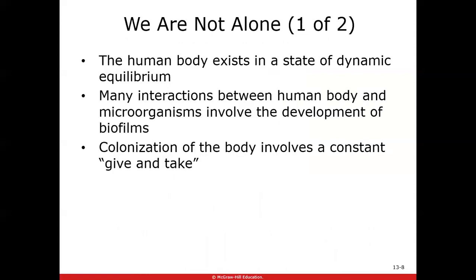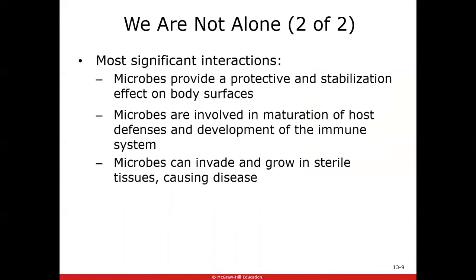So let's start off with saying we are not alone. The human body exists in a state of dynamic equilibrium. Many interactions between the human body and microorganisms involve the development of biofilms. Colonization of the body involves a constant give and take. Here are some of the most significant interactions. Microbes provide a protection and stabilization effect on body surfaces. Microbes are involved in maturation of host defenses and development of the immune system. Microbes can invade and grow in sterile tissue, causing diseases.